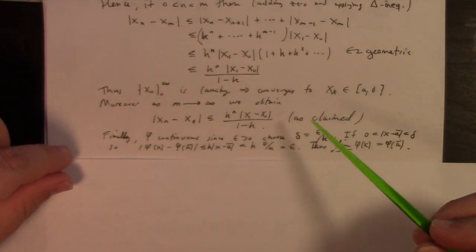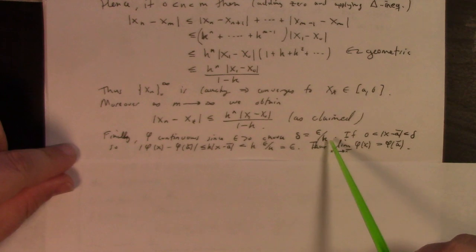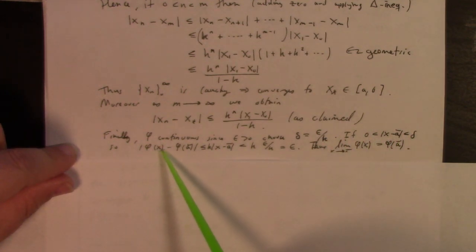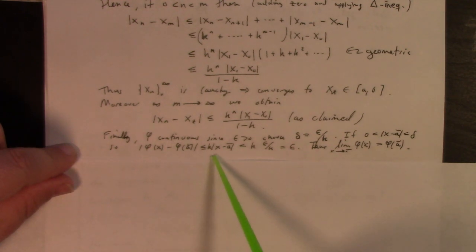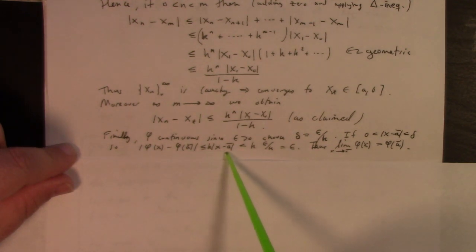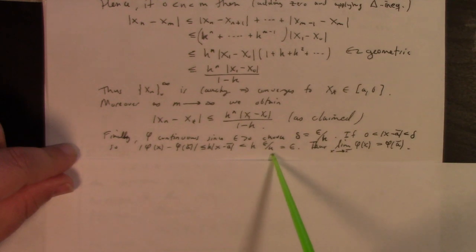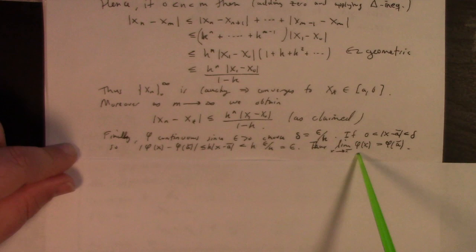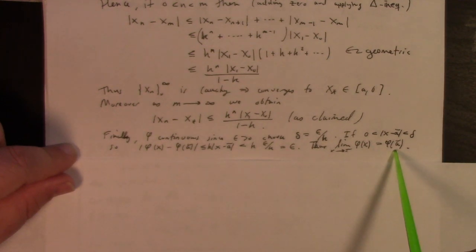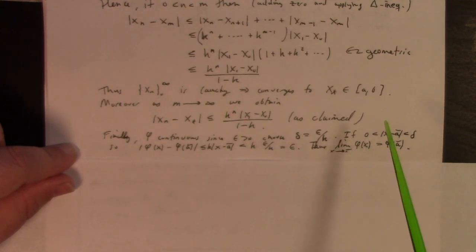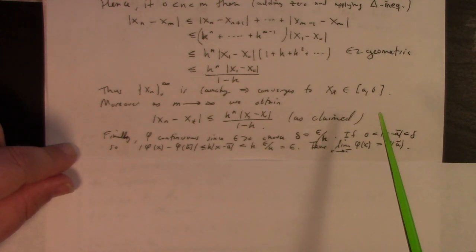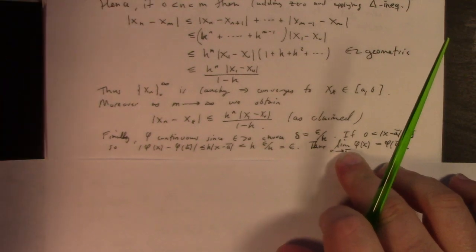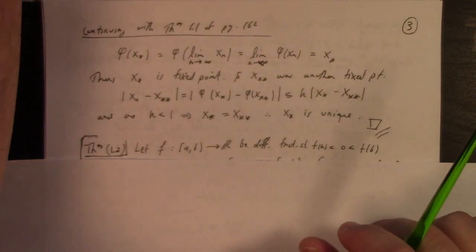Since phi is continuous: given epsilon greater than 0, we can choose delta as epsilon over k. If 0 is less than |x minus a bar| less than delta, then |phi(x) minus phi(a bar)| is less than or equal to k times |x minus a bar|, which is less than k times epsilon over k, which is less than or equal to epsilon. Consequently, the limit as x goes to a bar of phi(x) is phi(a bar). So I'm saying that the contraction condition implies continuity of phi. All right, so what's next here?